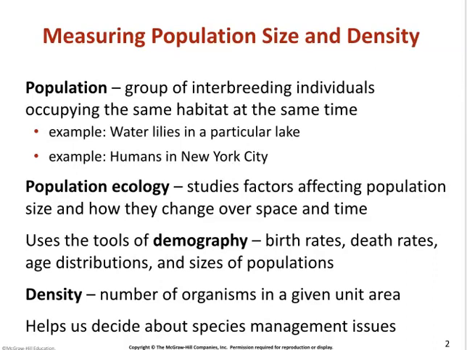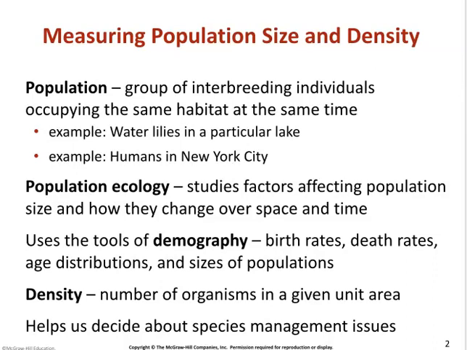So as we've talked about before, a species has to be able to interbreed and have viable offspring. Well, a population is a species that lives in the same habitat at the same time. So if there are a bunch of water lilies out on a lake, that is a habitat, the lake, and all of the water lilies of that species on the lake make up a population. All of the humans in New York City make up a population.